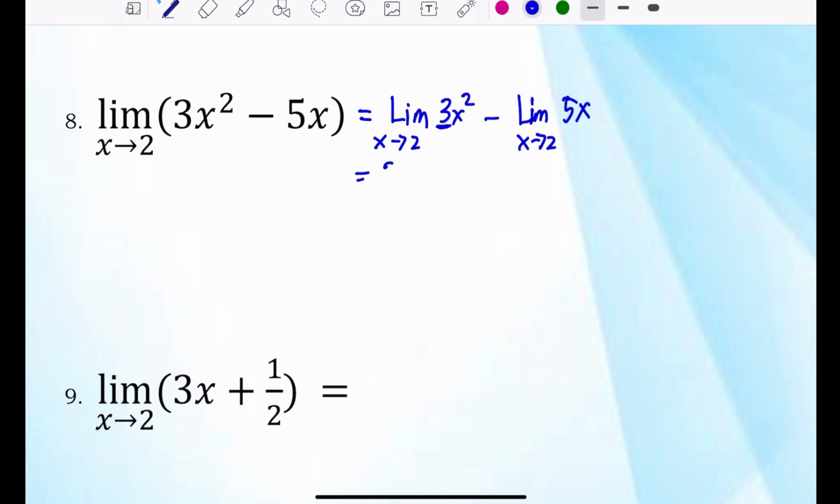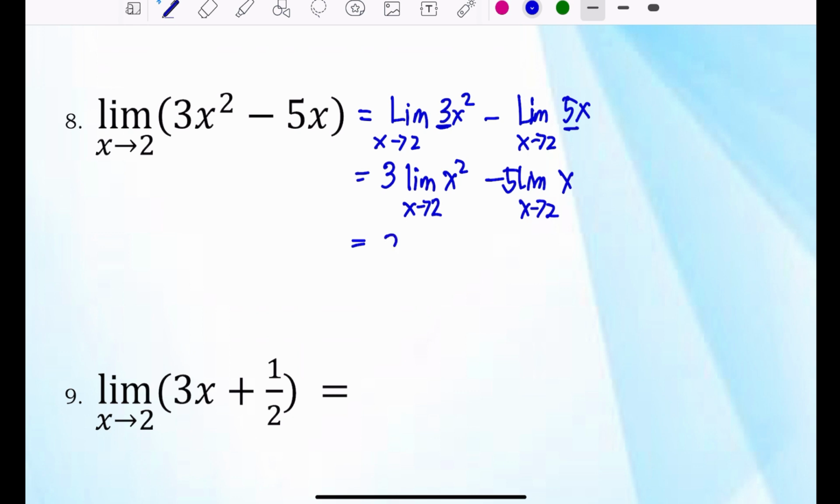Since this is a coefficient, we can write 3 times the limit of x squared where x approaches 2 minus 5 times the limit of x where x approaches 2. So this 5 is a coefficient. We can write it before the limit. Then apply now the other theorem.